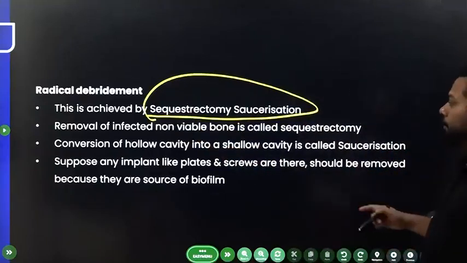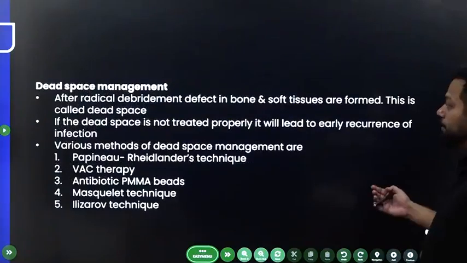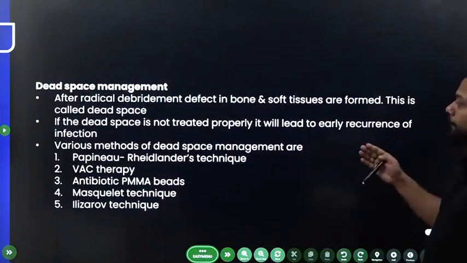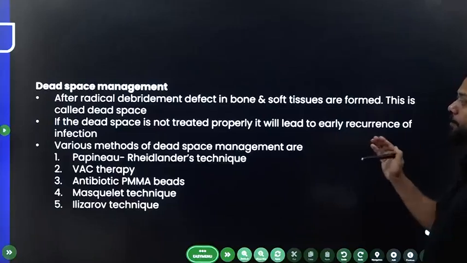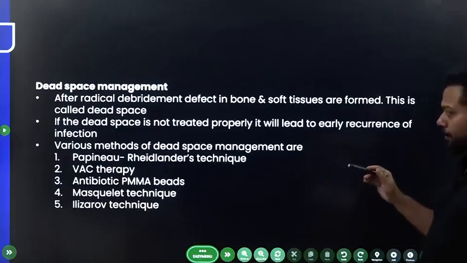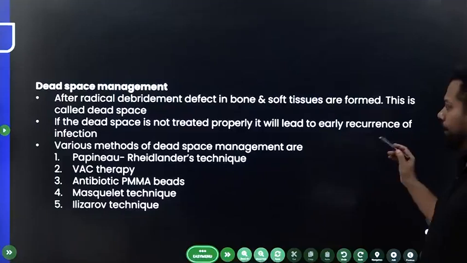Conversion of the hollow cavity. So next, dead space: after radical debridement, the defect in the bone and soft tissue that is formed is called dead space. If the dead space is not treated properly, it will lead to early recurrence of the infection.